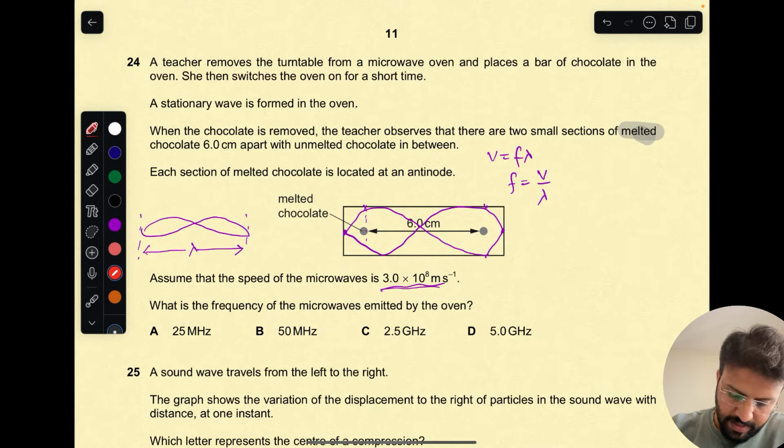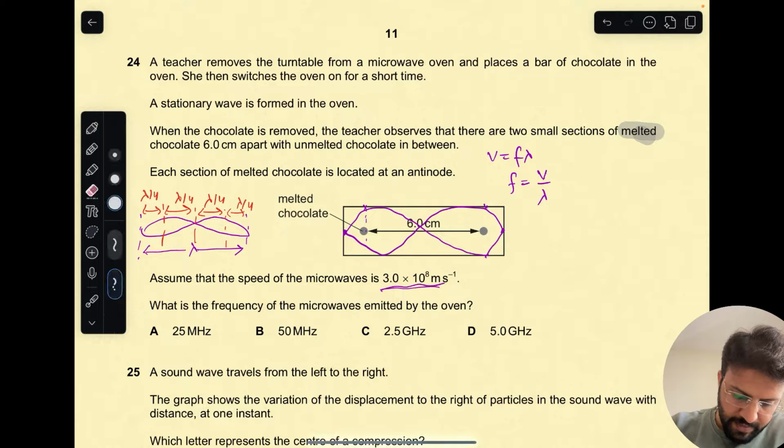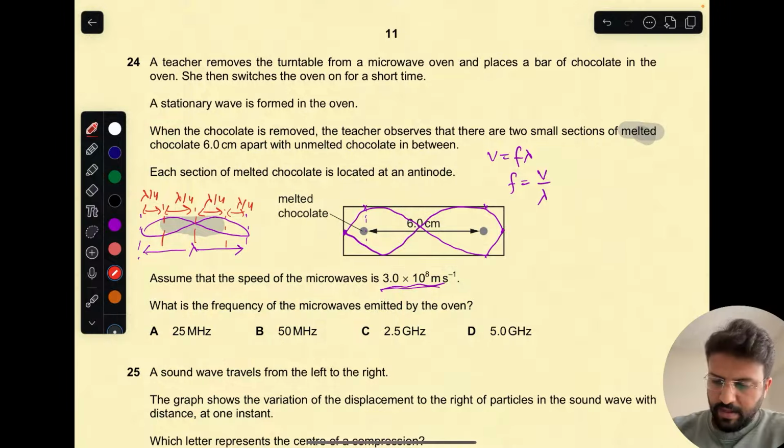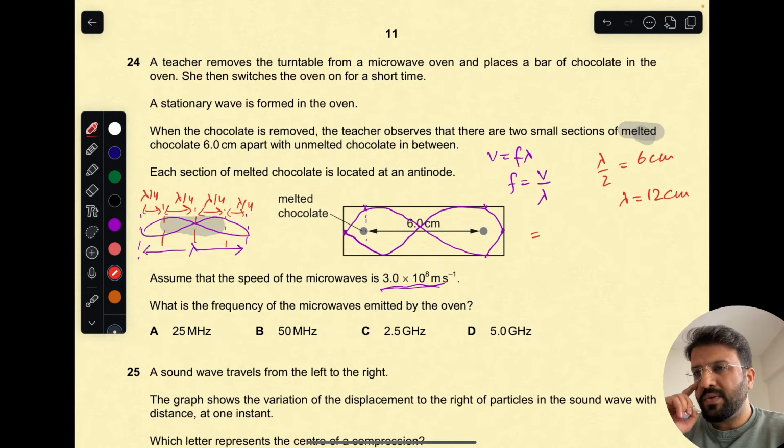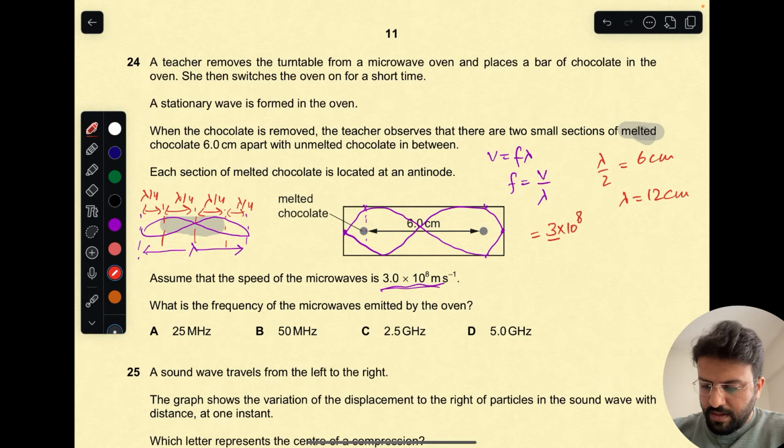If we divide this, this is lambda by 4, this is also lambda by 4, and this is also lambda by 4, and this is also lambda by 4. So this portion is lambda by 2, the half of the lambda. So half of the lambda is equal to 6 centimeter, so lambda is equal to 12 centimeter. 12 centimeter can be converted into meters for the calculation, so it will be 0.12. The speed is 3 into 10 raised to power 8.